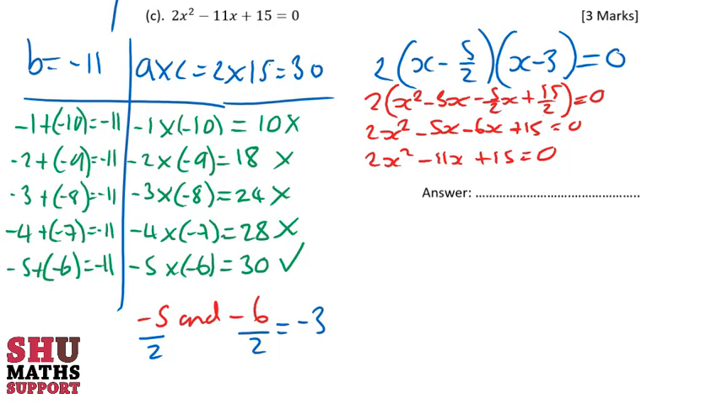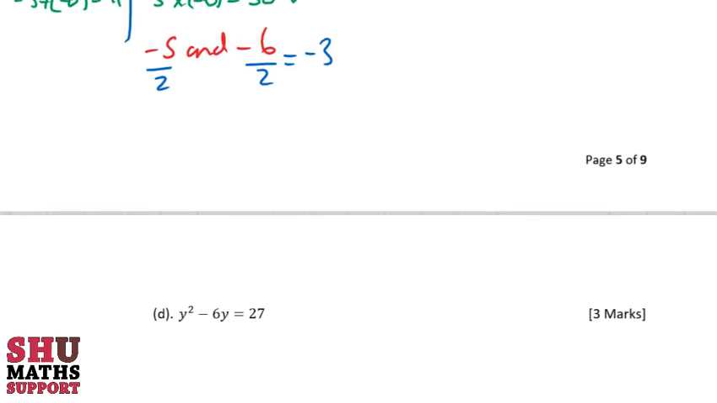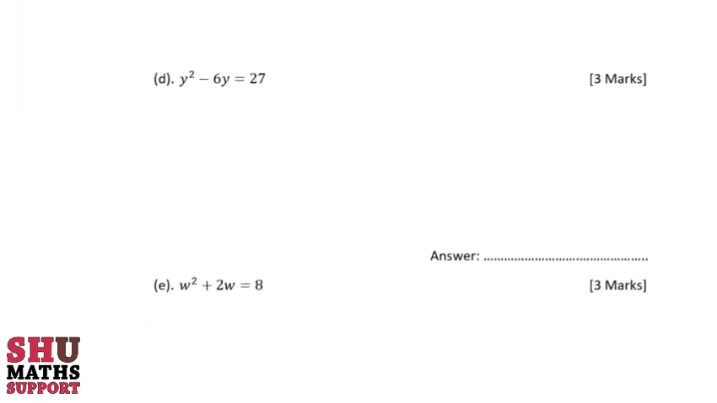So we have x minus 5 over 2 in a bracket, so we have x is equal to 5 over 2. Or we have x minus 3 in a bracket, so x is equal to 3, which are the two values that make this equation true. So we'll move on to the next example now.